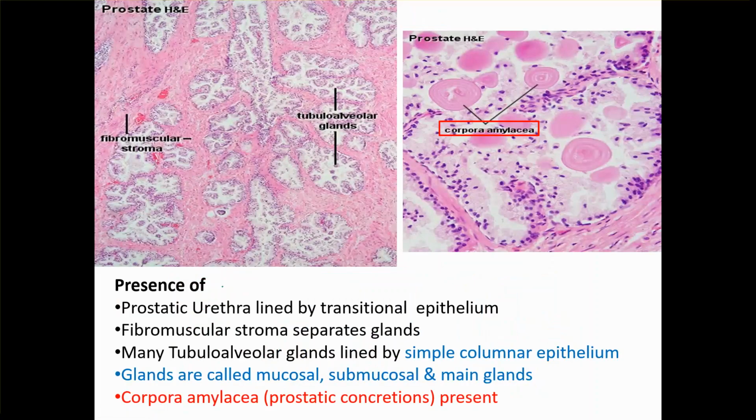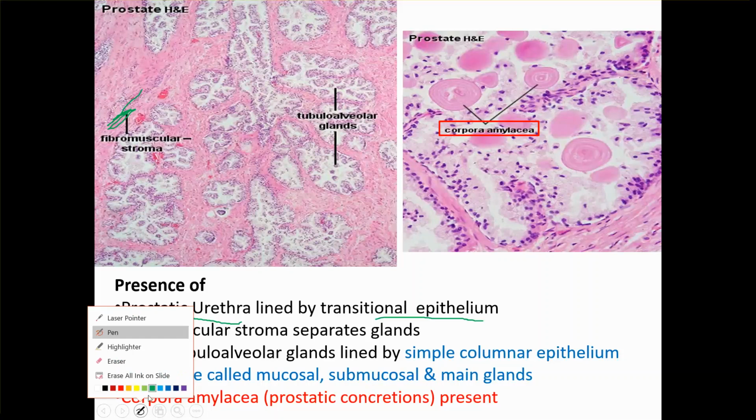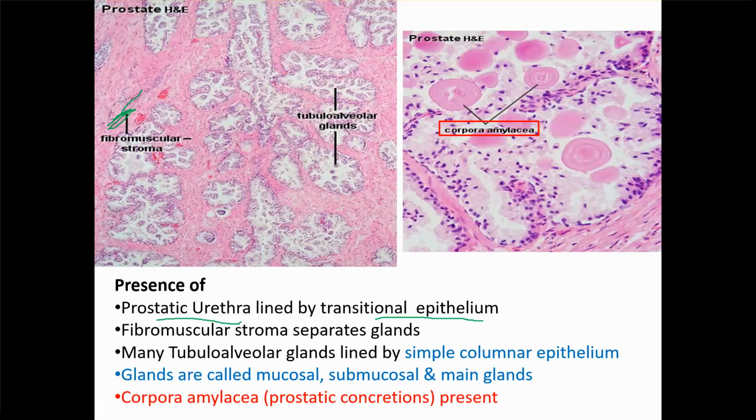Okay, now what does a prostate gland consist of? It has a prostatic urethra, which is lined with transitional epithelium. It is not shown in this slide. Then the fibromuscular stroma that you see here in pink separates the different glands, and you have many tubuloalveolar glands. These glands which you're seeing here are the tubuloalveolar glands. It has a kind of flowery appearance. So the tubuloalveolar glands are separated by fibromuscular stroma. This is the normal prostate which you are seeing here.